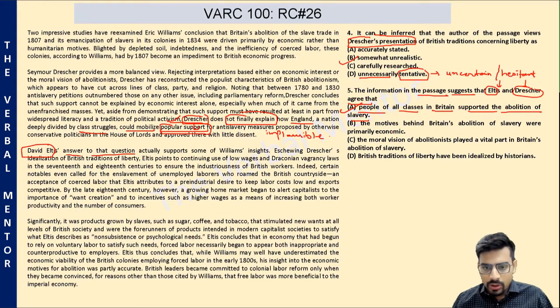So they both agree. Option B, the motives behind Britain's abolition of slavery were primarily economic. Only Eltis agrees. Drescher does not agree. According to Drescher, it was popular support. Everybody supported. That's why slavery was abolished. The moral vision of abolitionists played a vital role. Neither of them agrees. Neither Eltis nor Drescher agrees about the moralistic point of view. British traditions of liberty have been idolized by historians. Where does that come from? Alien idea.